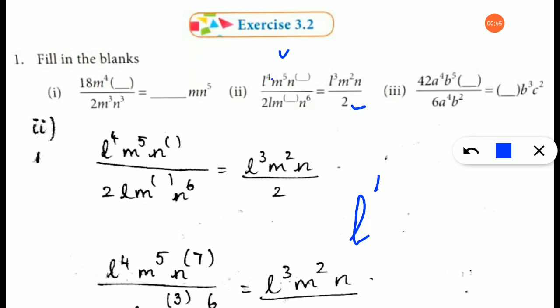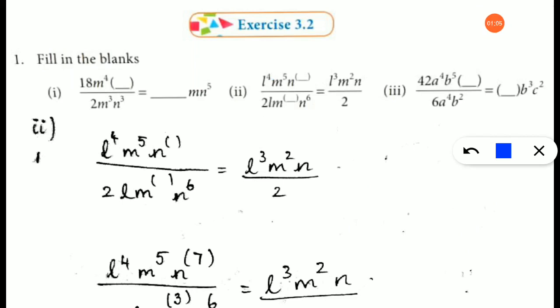Here the power value is 4 and then in the denominator the power value is 1. So what is the value now? L power 3. Okay, so this side also the L value is satisfied, so nothing needs to be changed here. Next one, check the value of m now.